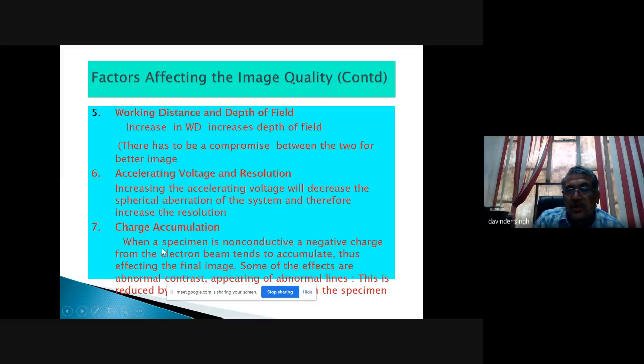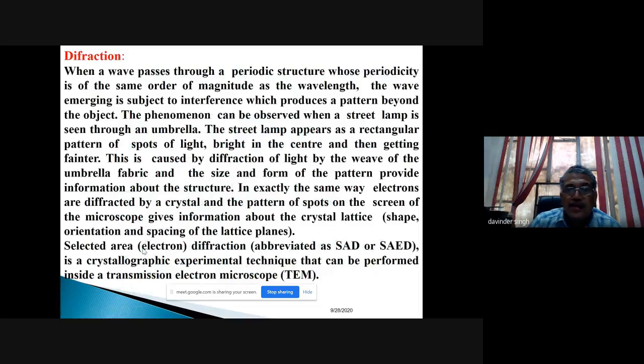So if it's non-conductive, negative charge from the electron beam tends to accumulate and thus affects the final image. Some of the effects are abnormal contrast, appearing abnormal lines. So that's why these have to be changed. Okay. As I told you, the diffraction pattern, the Kikuchi pattern, is very important for the crystalline nature of the material.